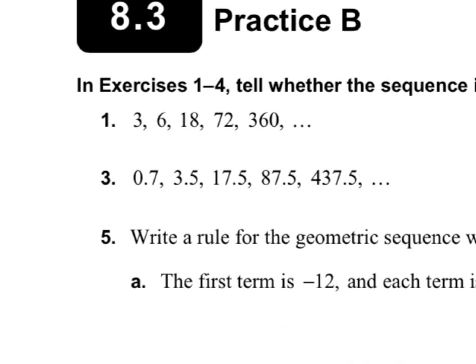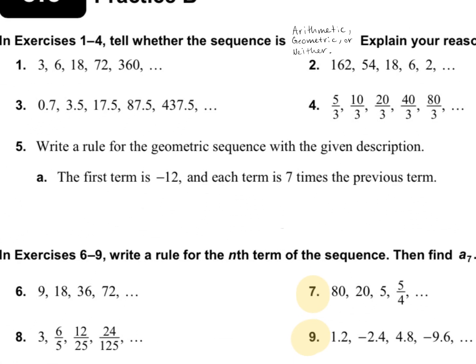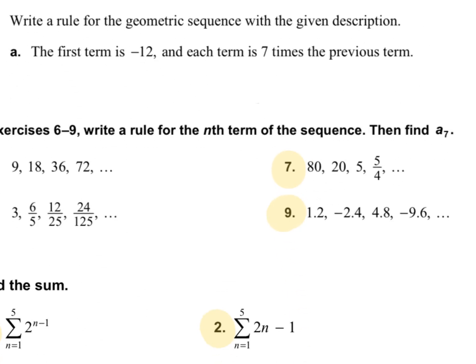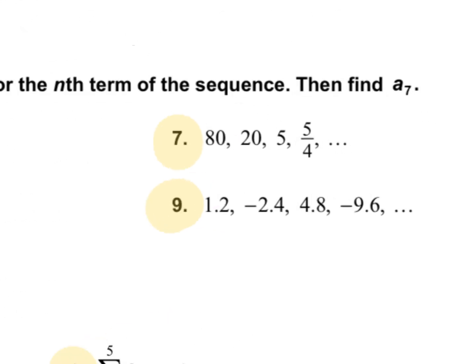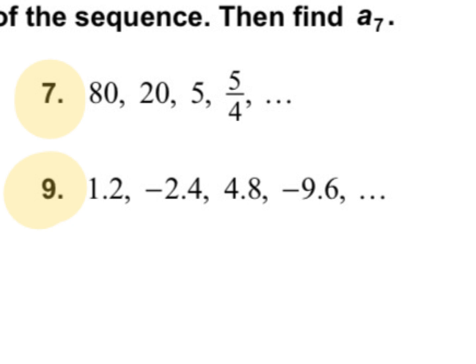All right, let's look at 7. Here we're writing a rule for the nth term of the sequence and then find a sub 7. So what type of sequence do we have here? Are we adding or multiplying to get from one number to the next? We're multiplying. What are we multiplying by here? Awesome, we're multiplying by 1/4. Notice how our numbers get smaller. So we're multiplying by a fraction when it kind of looks like you're dividing. So we're multiplying by 1/4.